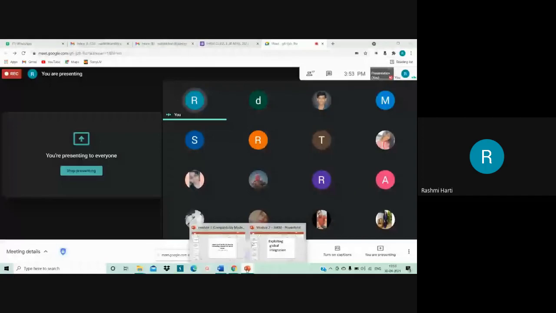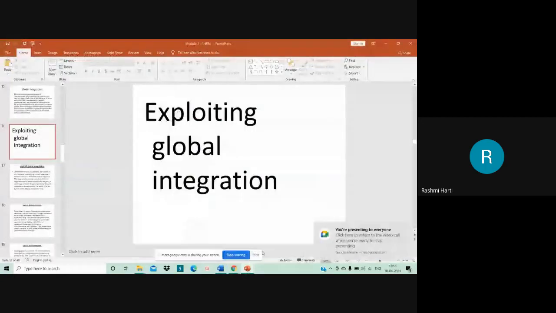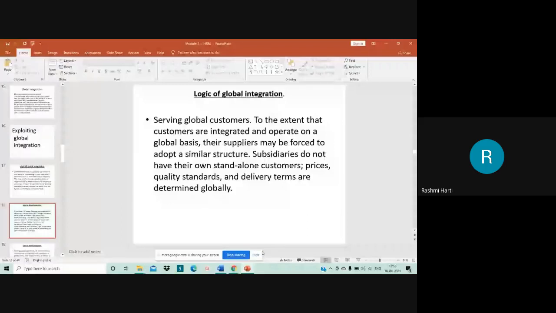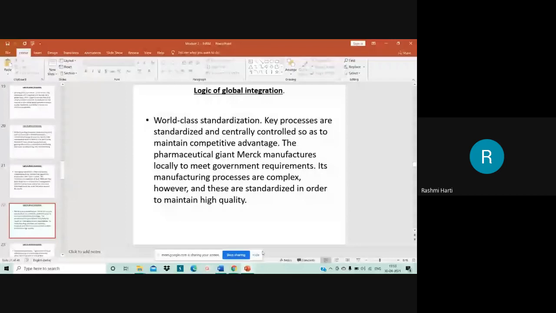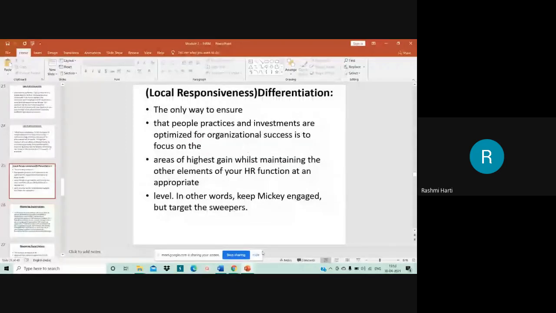Right. Okay. So here, exploiting global integration. When we speak about exploiting global integration, it basically looks into the logic of global integration. Yesterday I explained the entire thing. They look into economies of scale, value chain linkages, serving global customers, global branding, leveraging capabilities, world class standardization, competitive platforms, information advantage. All these are various logics of global integration.